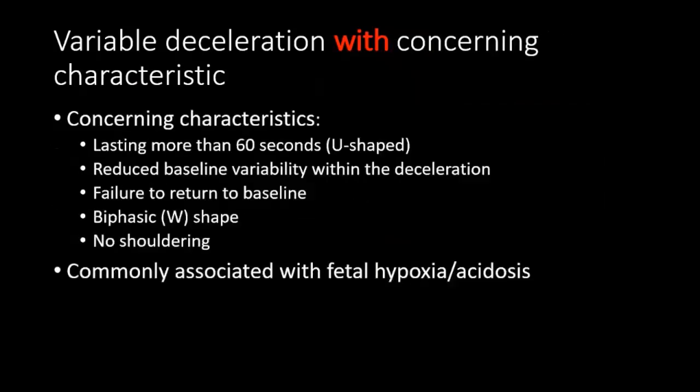Okay. But how about those variable decelerations that you are concerned about? You have concern when it lasts more than 60 seconds, it has reduced variability within the deceleration, it cannot return to the baseline, it has this biphasic shape, or there is no shouldering. And this is commonly associated with fetal hypoxia or acidosis.